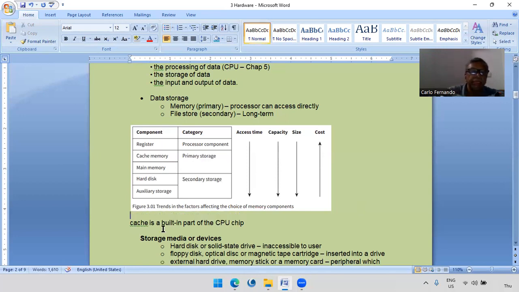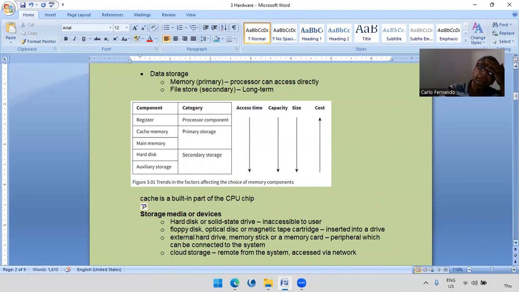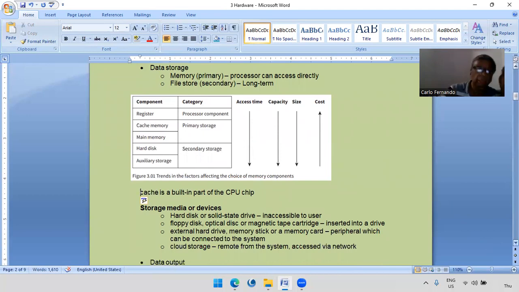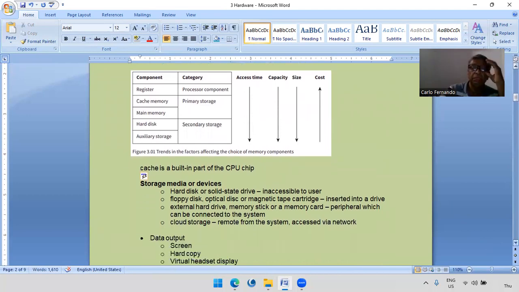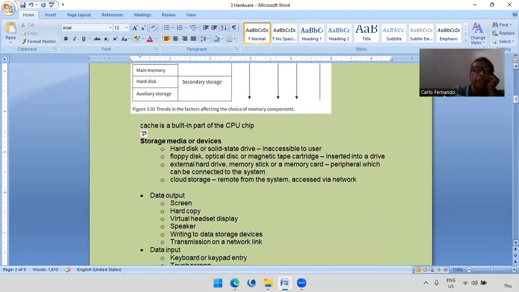Cache. What is cache? Cache is a built-in part of the CPU chip. It keeps some parts of memory, the frequently used parts of programs and all that, they are stored here so that the program can work very fast.